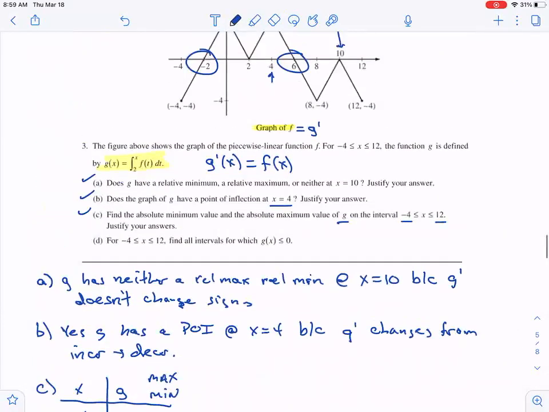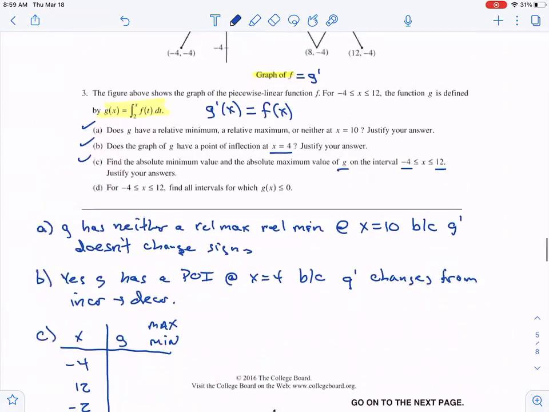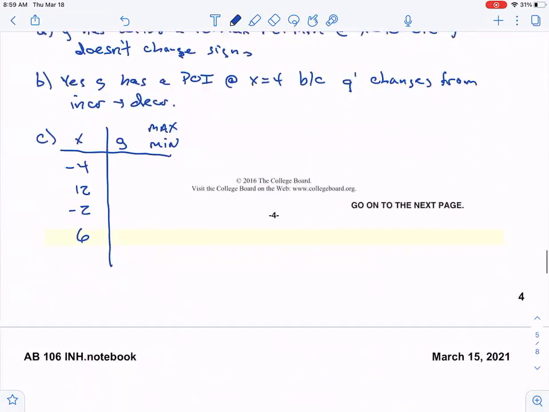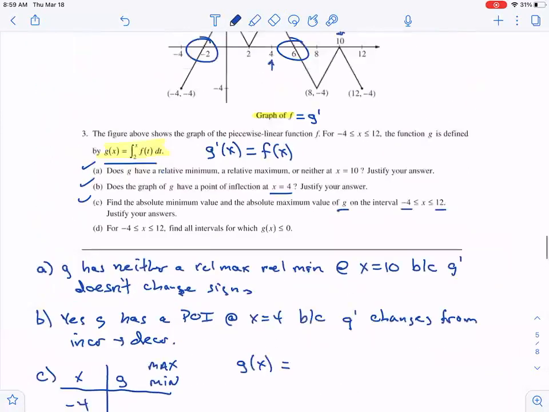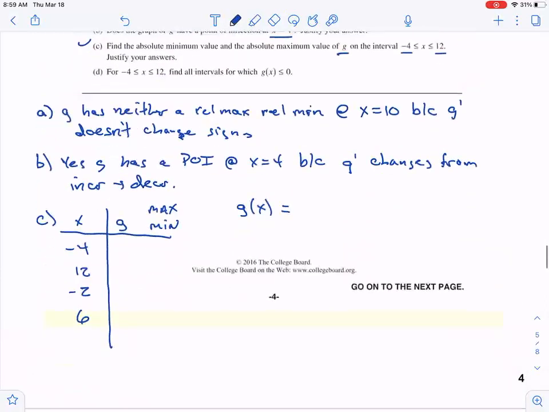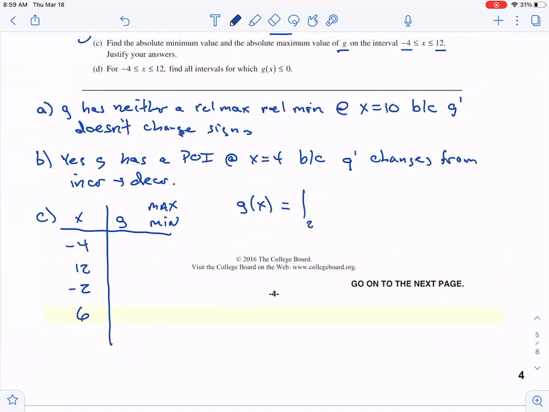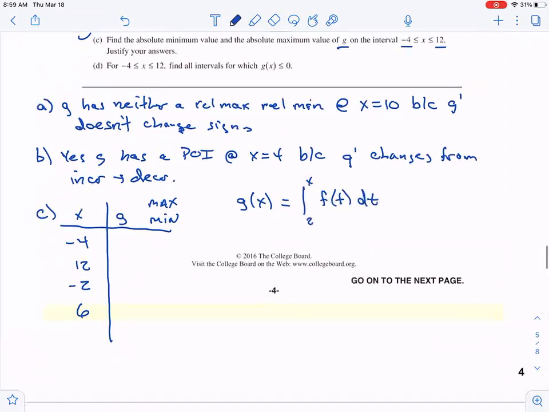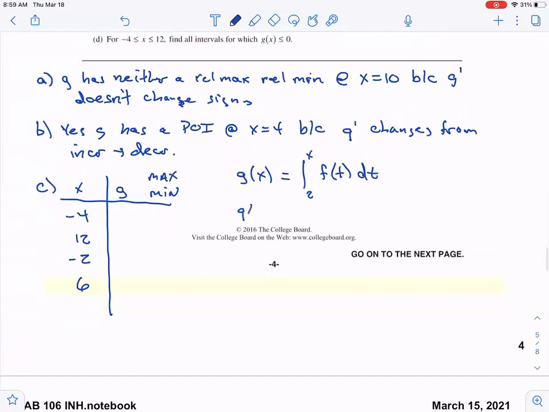Now I got to figure out, how do I get those values? I'm taking my function G at X, and one by one, I'm plugging those in. So G at X is equal to the definite integral from 2 to X, f at t dt. So to find G at -4, that's the definite integral from 2 to -4, f at t dt.